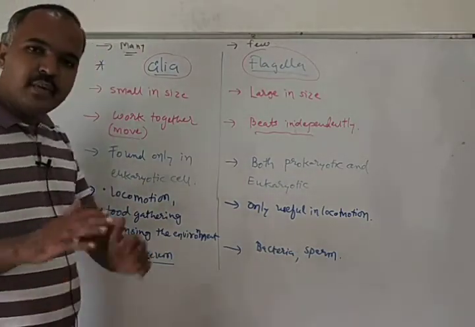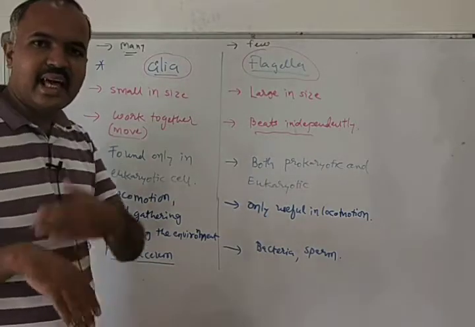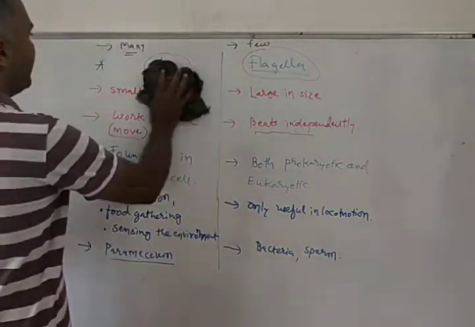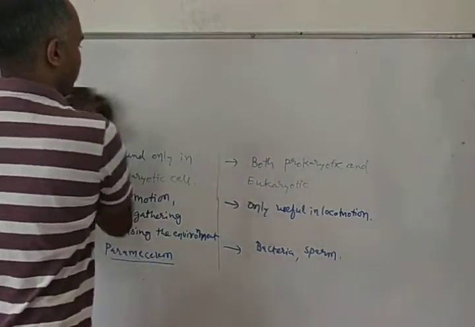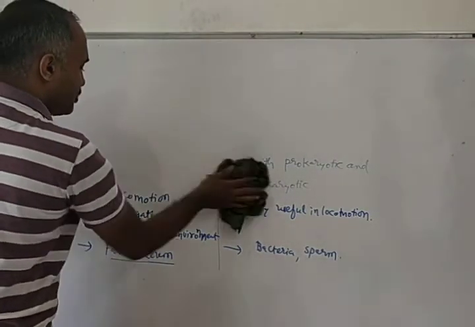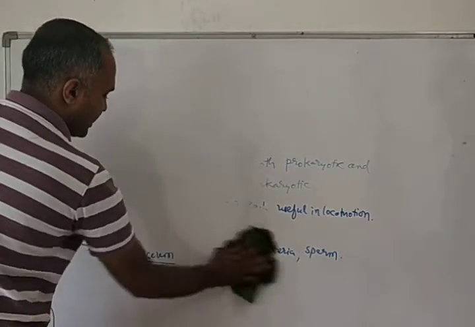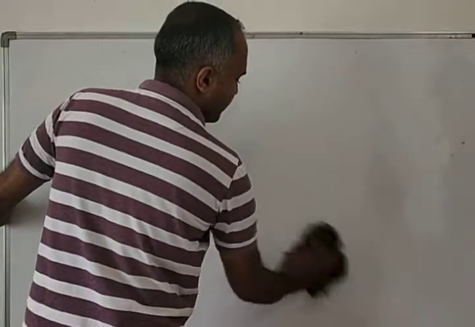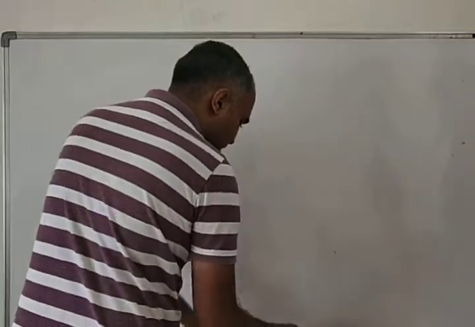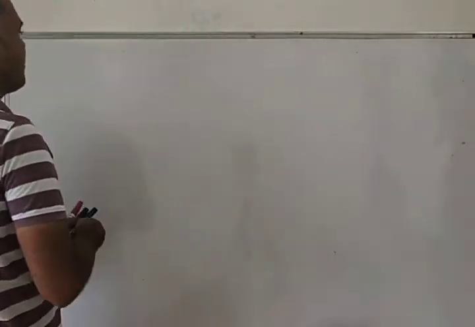Today we are going to discuss cilia and flagella in detail. So let's learn about cilia and flagella in detail. The first point that we will say about cilia and flagella is that they arise from the basal body. Both cilia and flagella arise from the basal body.